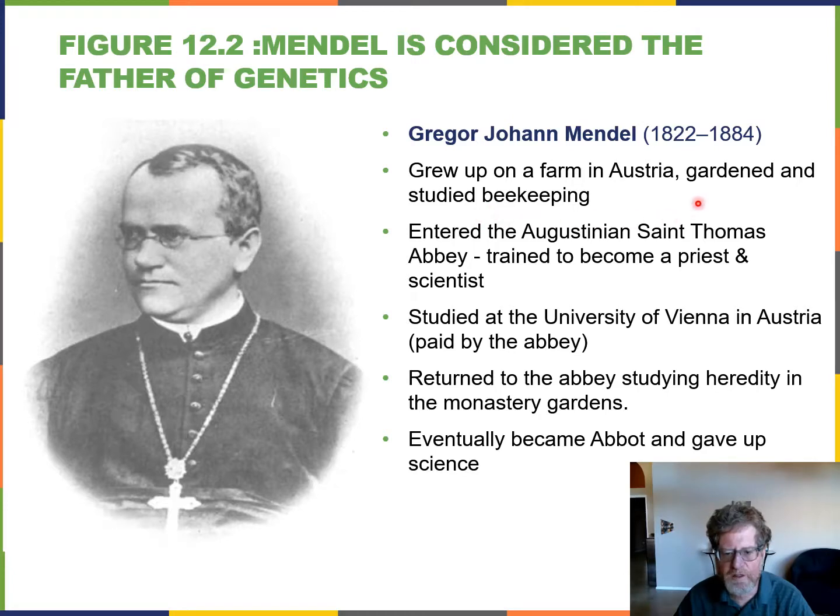He grew up on a farm in Austria, gardening and studying beekeeping. He entered the Augustinian monastery to become a priest and a scientist. It wasn't a conflict in those days. He studied at the University of Vienna, and he returned to the abbey to study heredity in the abbey gardens, and eventually became the head of the abbey and did administrative work and no longer did science.